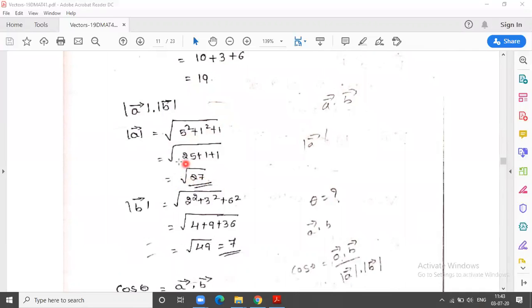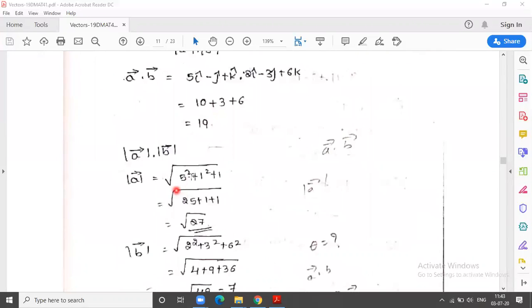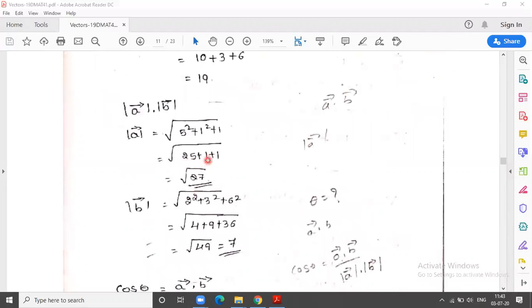So here the value of x is 5, y is minus 1 and z is 1. Then it will become the square root of 5 square plus 1 square plus 1 square, that is 25 plus 1 plus 1, which is equal to 27.